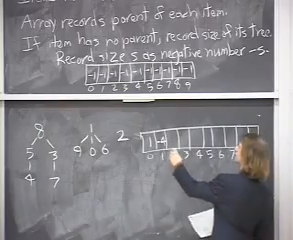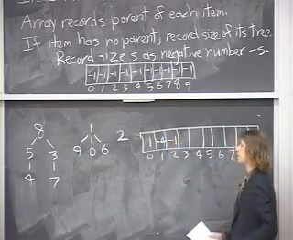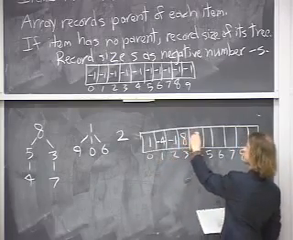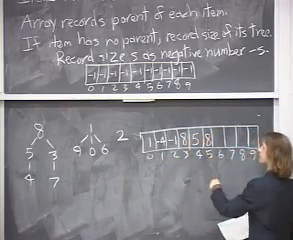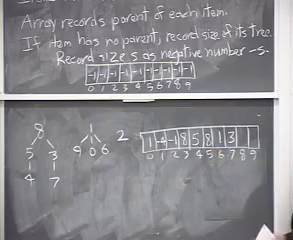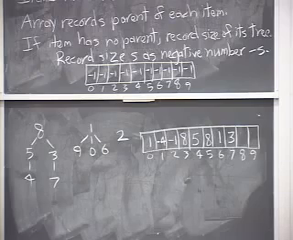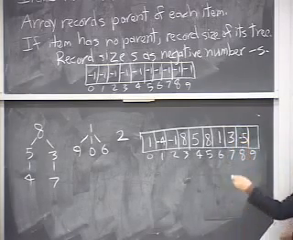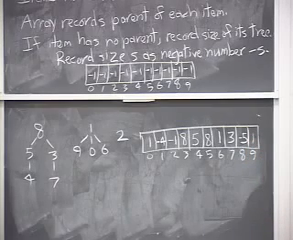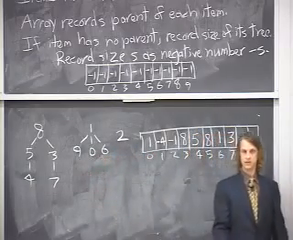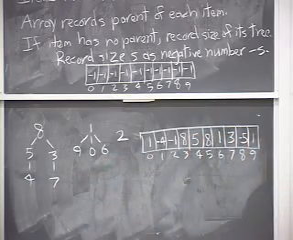2 does not have a parent. It's its own tree of size -1. 3's parent is 8. 4's parent is 5, and 5's parent is 8. 6's parent is 1. 7's parent is 3. 8 has no parent. 8 is the root of a tree of size 5. And 9's parent is 1. So that's what the array-based disjoint set data structure looks like for these particular disjoint sets after some sequence of union operations.